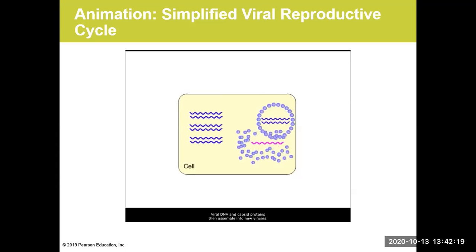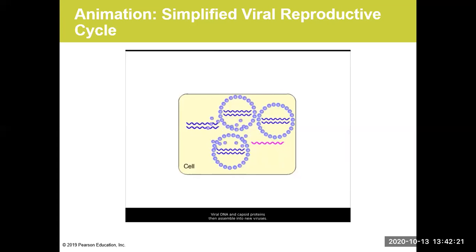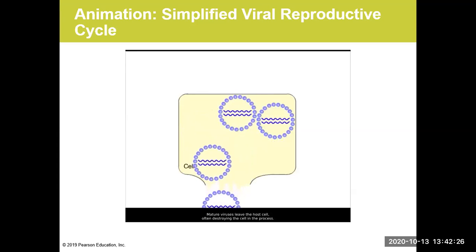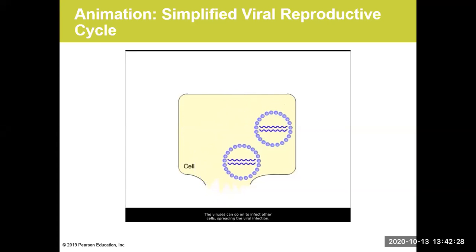Viral DNA and capsid proteins then assemble into new viruses. Mature viruses leave the host cell, often destroying the cell in the process. The viruses can go on to infect other cells, spreading the viral infection.